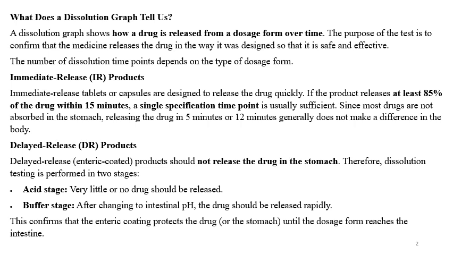If the product releases at least 85% of the drug within 15 minutes, a single specification time is usually sufficient. Since most drugs are not absorbed in the stomach, releasing the drug in 5 minutes or 12 minutes generally does not make a difference in the body. So if the formulation is rapidly dissolving with more than 85% drug release in 30 minutes, then a single time point can be done.